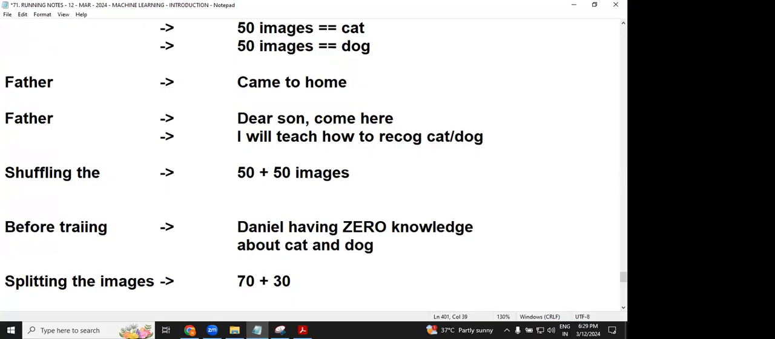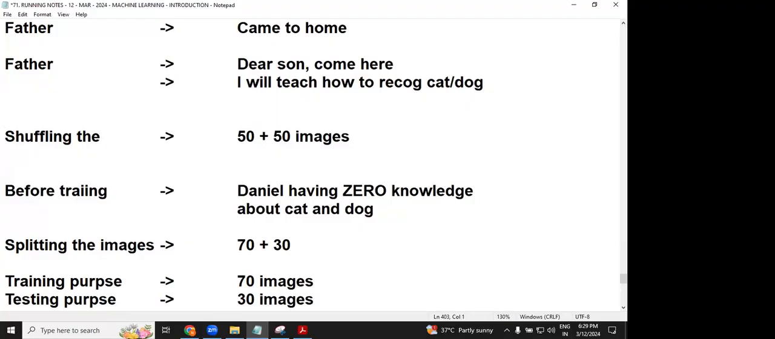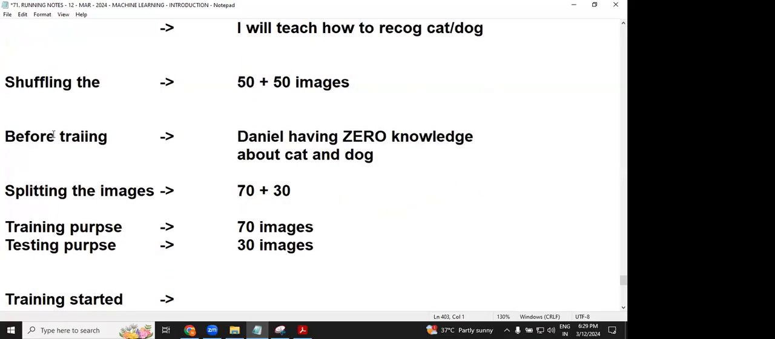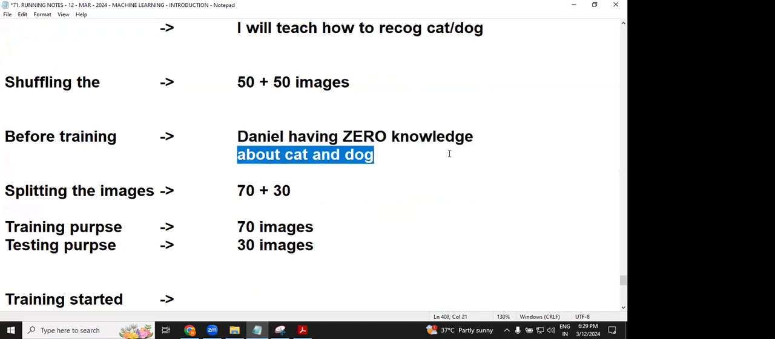Then my father started, but before starting, in front of me, he did it like this. What is that, sir? You know about cards, right? You know how to play cards? Before playing cards, what happens? Shuffling happens. Good. Before training, Daniel had zero knowledge about cat and dog.